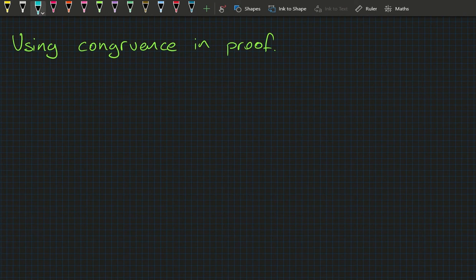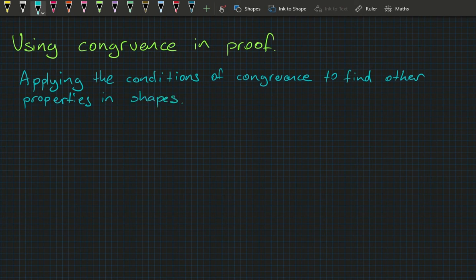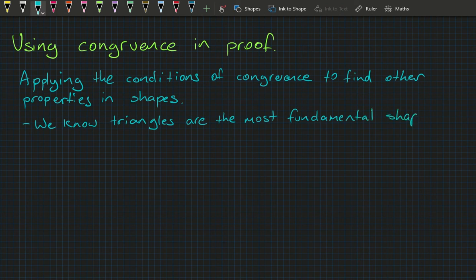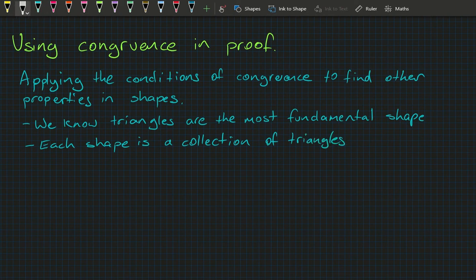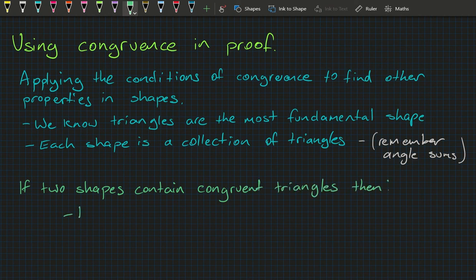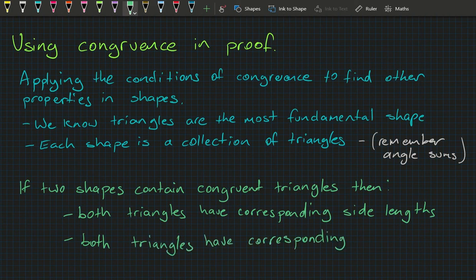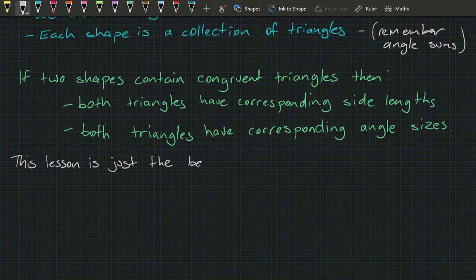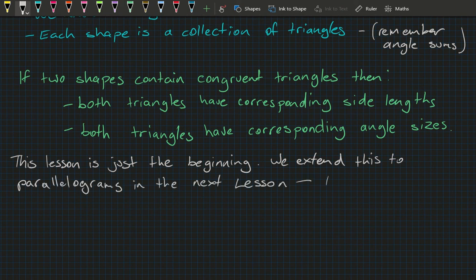In this section, we're going to learn how to apply the conditions of congruence to find the properties of different things in other shapes. Recall in the last exercise, we used the fact that triangles are the most fundamental shape. In other words, each shape can be described as a collection of triangles. Remember the angle sums? Because when we know there's a congruent triangle in both of the shapes, we also know that all sides have a corresponding side of the same length and a corresponding angle of the same size. In this exercise, we get a taste of using this technique to explore two shapes. Pay close attention to master this skill because in the next exercise, we're going to use it to explore parallelograms.